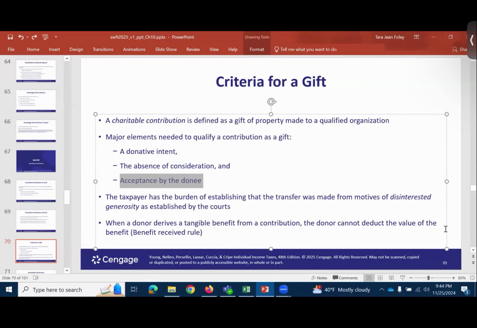So then that organization will not accept that, because the donor and the donee are at odds as to what the purpose of this organization is. And if they don't agree with it, they're not going to accept money from them, because when you accept money, it means that you're agreeing to what they believe. The taxpayer has the burden of establishing the transfer was made. Okay.